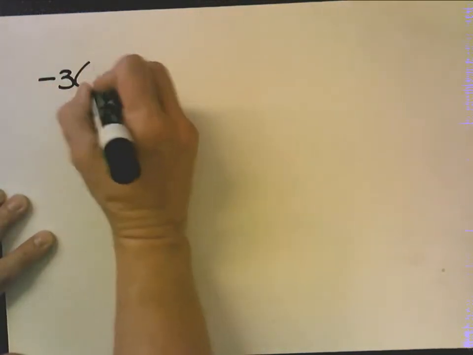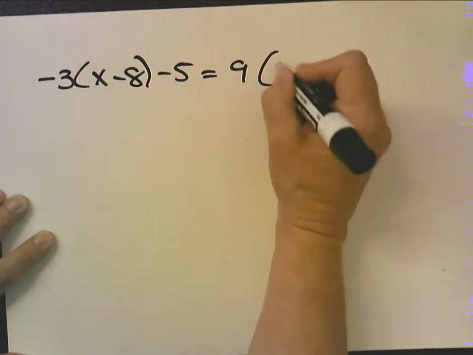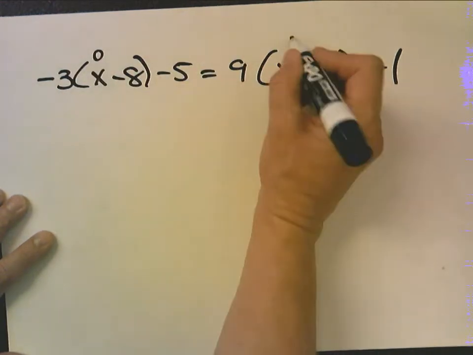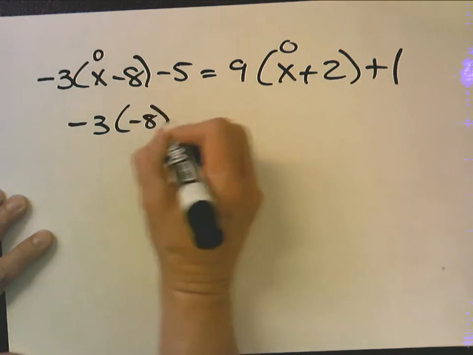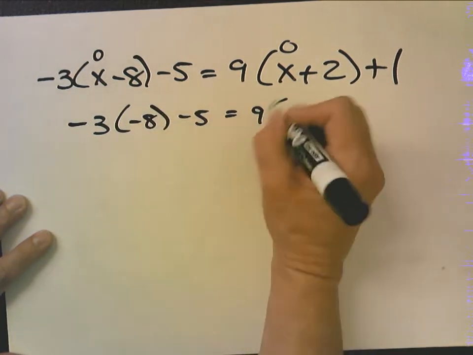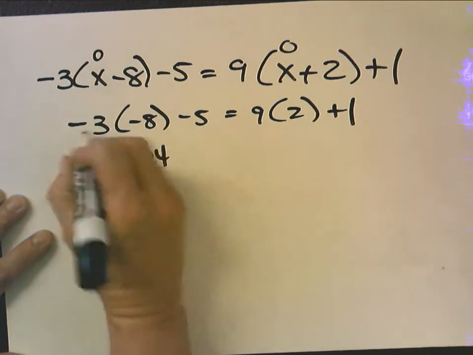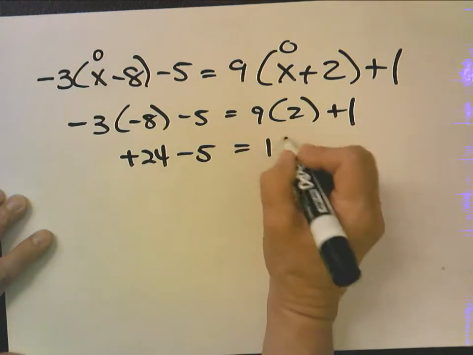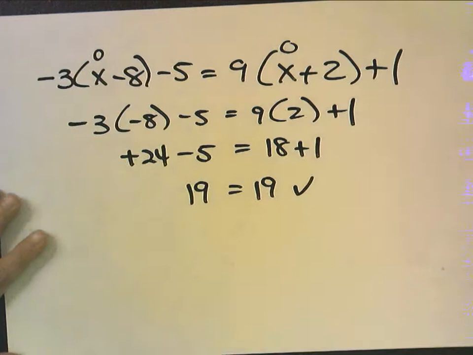Now, let's do the check for this one. So -3 times (x minus 8) minus 5 equals 9 times (x plus 2) plus 1. And I'm going to substitute a 0 wherever I see an x. So -3 times -8 minus 5 equals 9 times 2 plus 1. So positive 24, because a negative times a negative is a positive. 24 minus 5, does that equal 18 plus 1? And it works because 19 equals 19.